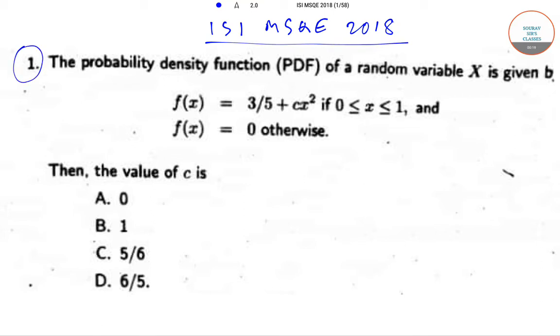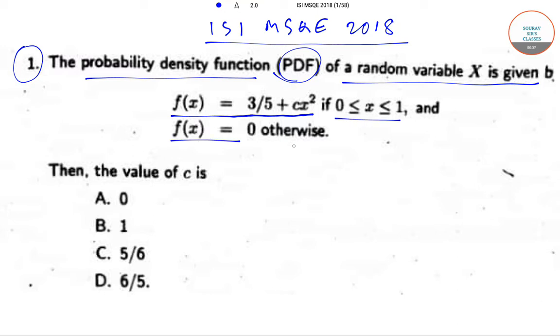In question number 1 it has been said that the probability density function, or in short PDF, of a random variable x is given by f of x is equal to 3 by 5 plus c x square if x lies between 0 to 1, and f of x is equal to 0 in other cases. In this scenario we need to find the value of c. The options given are 0, 1, 5 by 6 and 6 by 5.